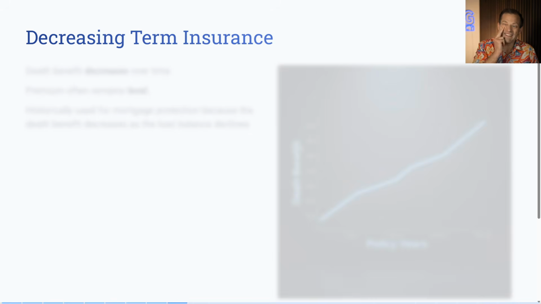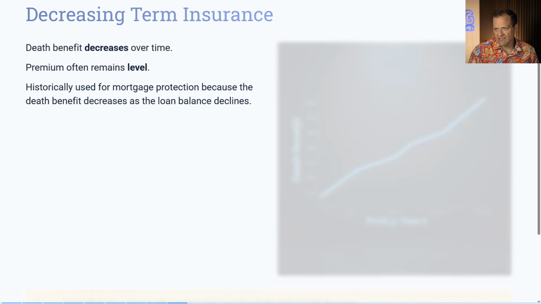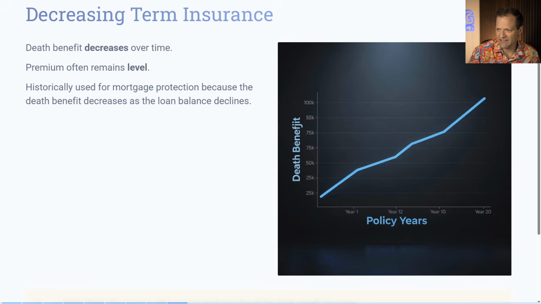So now let's talk about decreasing term. Decreasing term means the death benefit goes down over time, whereas the premium will stay level. So you pay the same price, but you're getting less and less coverage as each year passes. This has historically been used for mortgage protection because as you pay a mortgage, the amount of the mortgage goes down. But there's not a lot of this around anymore, just as a person who does this for a living. It's tested on, you should know it, but it really doesn't exist out there.